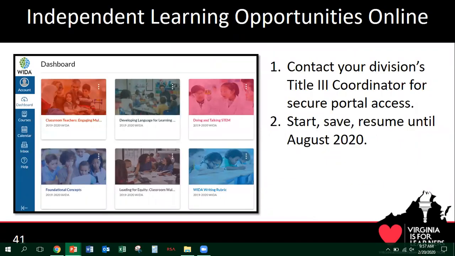There are also modules from WIDA, which are free, available to all Virginia teachers. There are ones specific to working with newcomers or recently arrived ELs. There are ones related to the writing rubric and how to develop the student writing domain. So you can check those out. If you have any questions, let me know about those. There are some new WIDA materials coming out in 2020. There will be a training here for those as well.